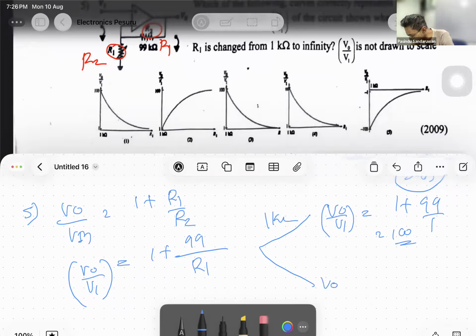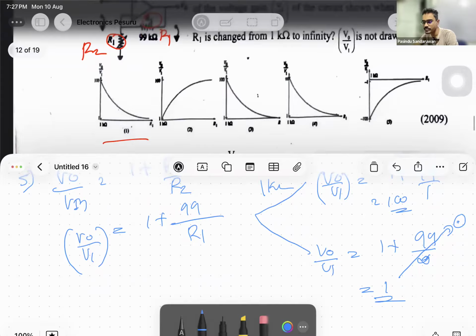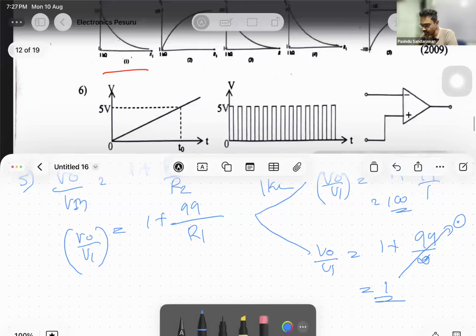Then if you check the end value, V out over V in equals 1 plus 99 over infinity. Anything over infinity is 0, so this goes to 1. Then it should be a variation from 100 to 1. It cannot be 0. It is varying from 100 to 1. See how easy? The answer is option 1.